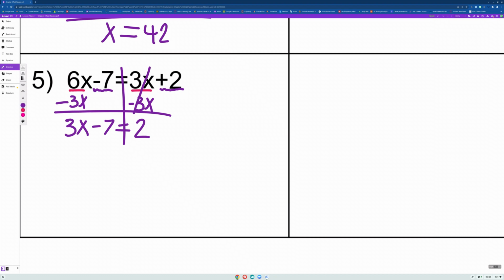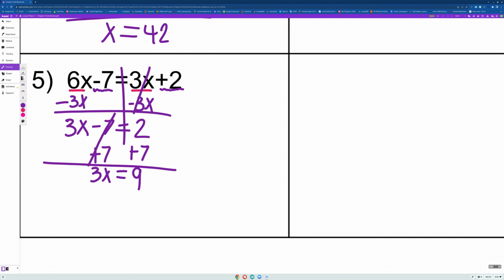Before I can work with my x, I need to make sure it's all by itself. So to do that, I need to get my 7 over. I see that I have a negative 7, so I'm going to do the opposite of that and add 7 on both sides. Once I do that, my 7's cancel, and I get 3x is equal to 9.